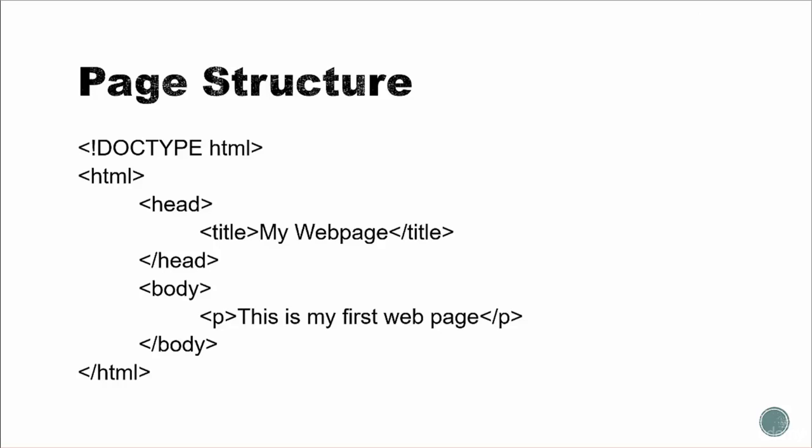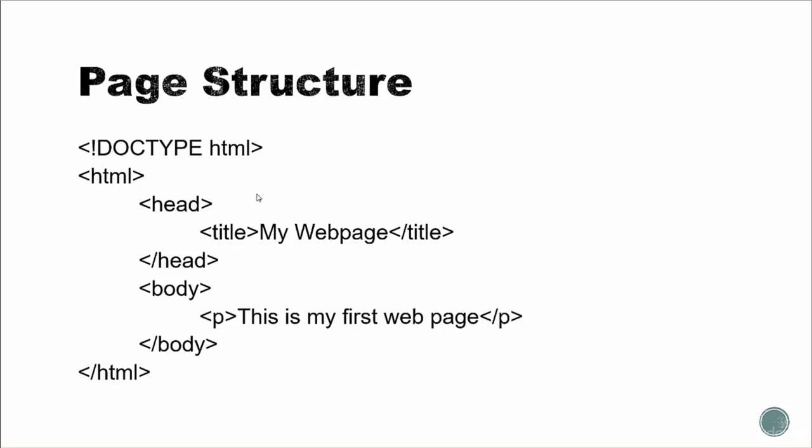So the head is where we can provide information about the document. So you can see in this case we have a title here that says my web page. But this is also where we can include links to CSS files or JavaScript files. This is where we can put metadata, keywords, descriptions, things like that. And this stuff won't show up in the actual web page. The title will show up in the tab.